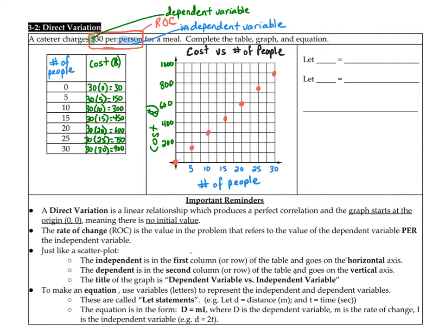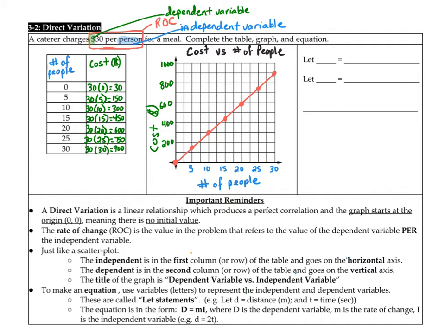And now you're going to join all of those points with a straight line. And that's how you make your graph. So, independent variable on the x-axis or the horizontal, dependent variable on the y-axis or the vertical.